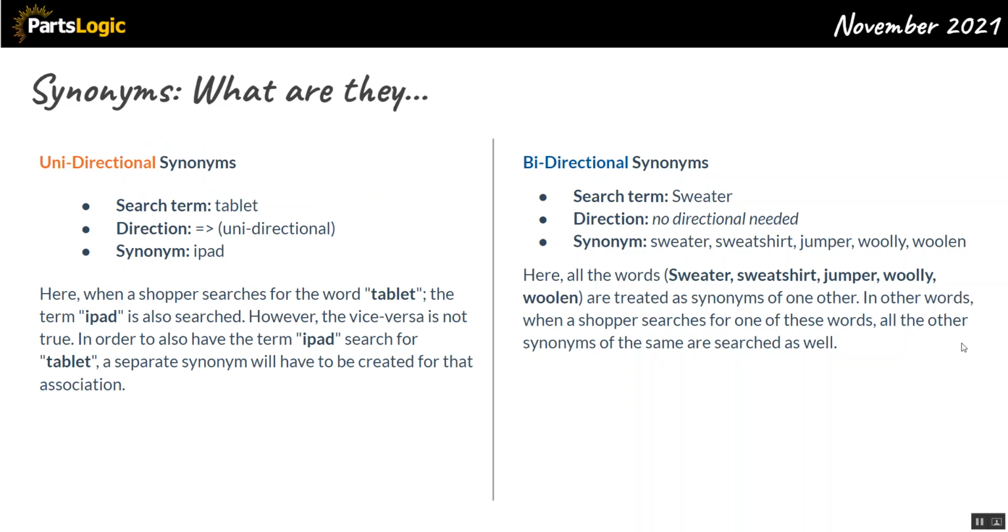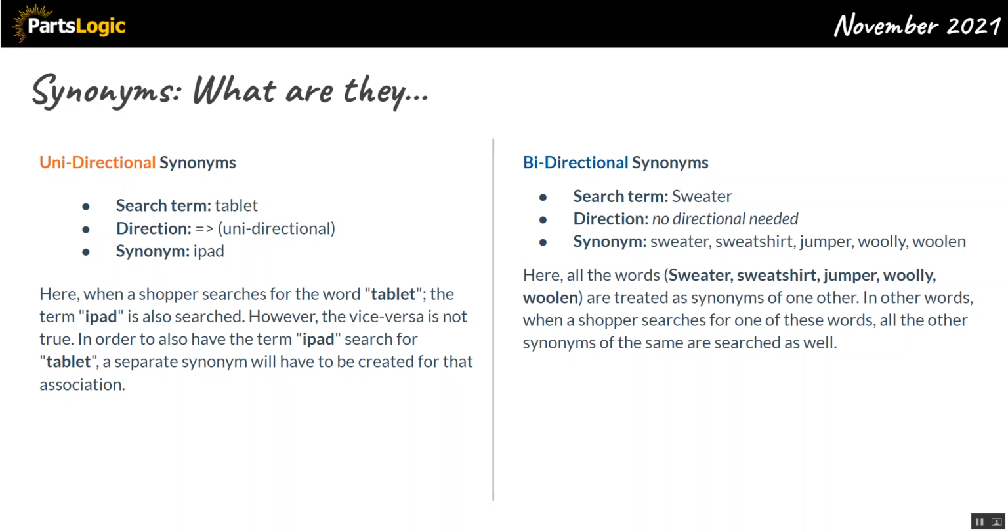So first, synonyms. What are they? Well, synonyms come in two flavors. They come in either unidirectional or bidirectional. Now, what's the difference between the two? Well, unidirectional, you see an example over here where the shopper searches for the word tablet, and the term iPad is also searched. However, the vice versa is not true. So in order to have the term iPad search for tablet, a separate synonym will have to be created for that association. This is really good. A use case would be like Chevy is a synonym for Chevrolet, right?